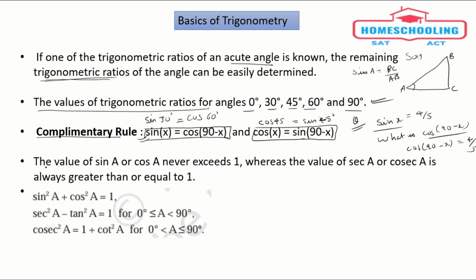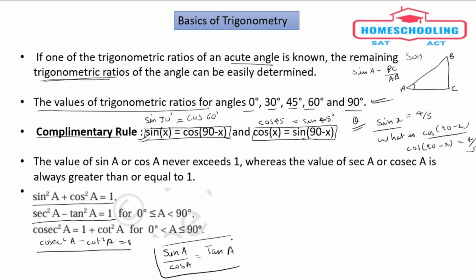Now we have a few more formulas here. Sine square a plus cos square a is equal to 1. Similarly, for secant and tan, sec square a minus tan square a is equal to 1. And similarly, cosecant square a minus cot square a is equal to 1. So you have to remember these formulas. And there's one more formula, that sine a by cos a is equal to tan a. So this is also a very important formula.